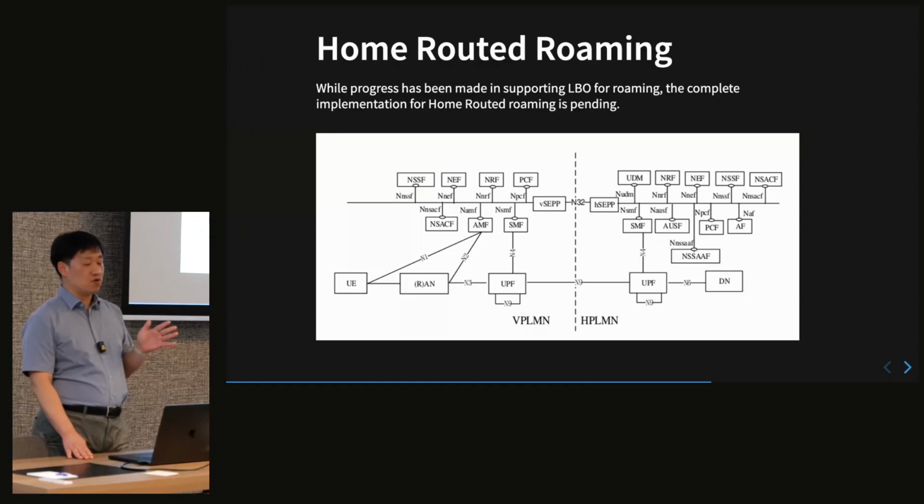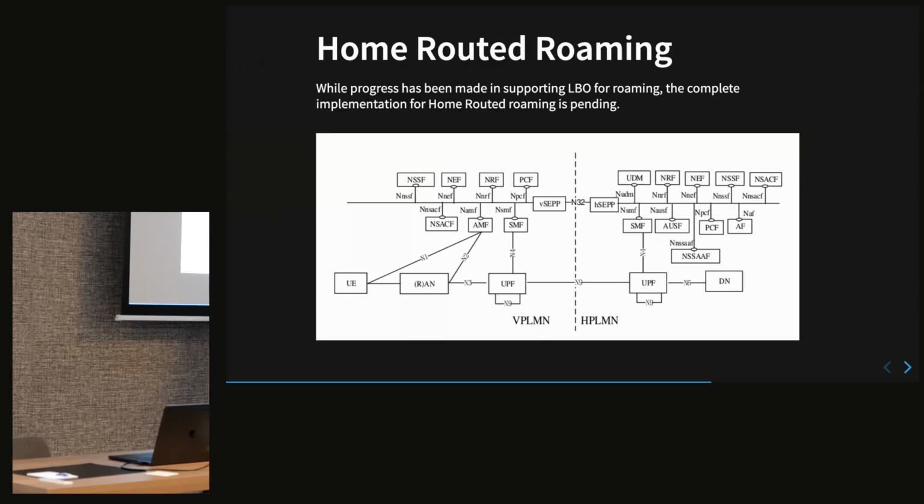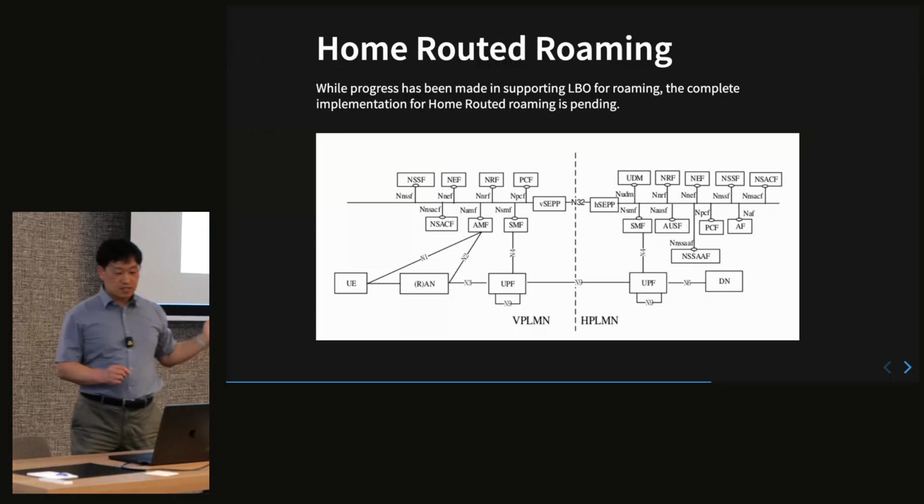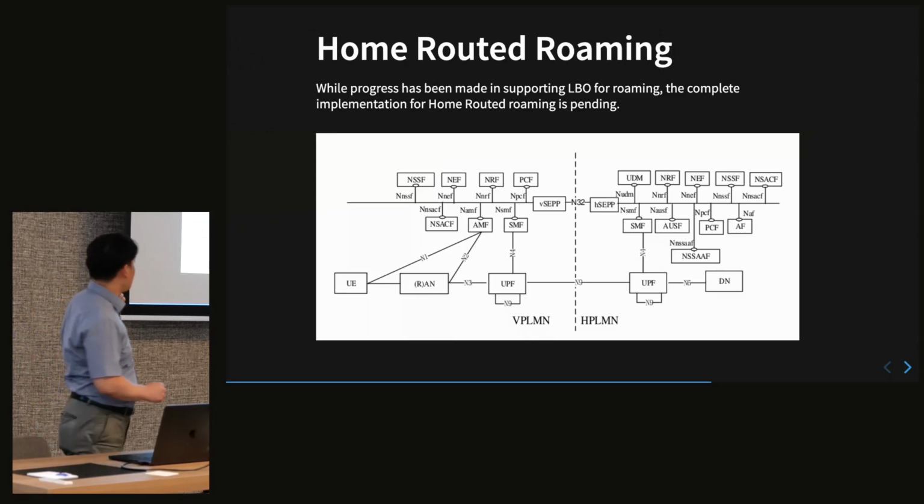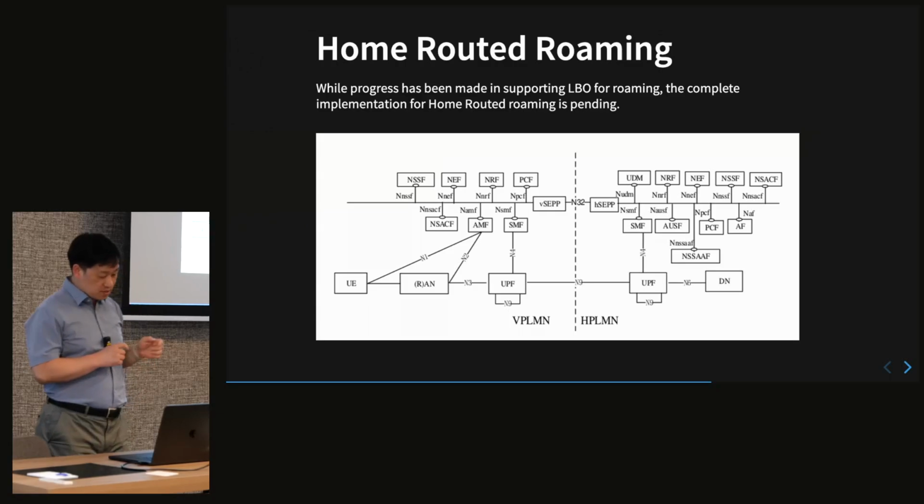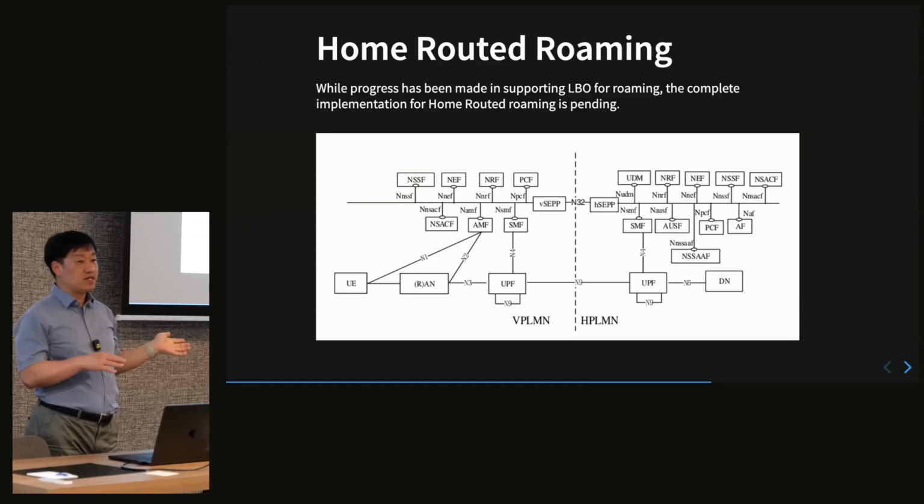Currently only LBO, local breakout, is implemented. As I mentioned, local breakout means the UPF is in the visited PLMN, the VPLMN, to the internet. But with home routed, the traffic goes to the home UPF. Because of this difference, the home routed method requires an SMF and NSSF in the home PLMN. So some property will be added to the subscriber database that distinguishes whether the subscriber is local breakout or home routed, and I'll need to make it selectable in the web UI.